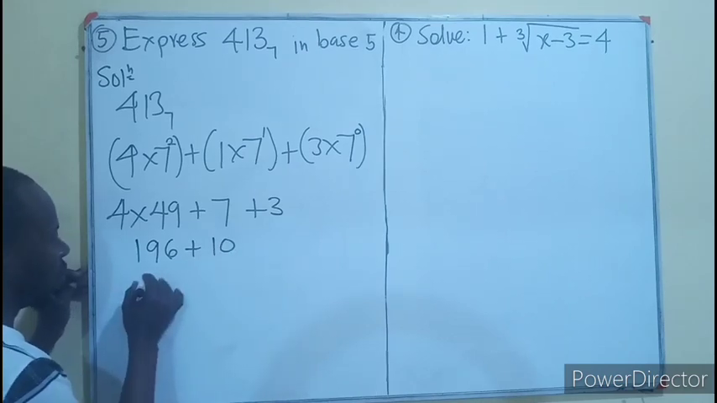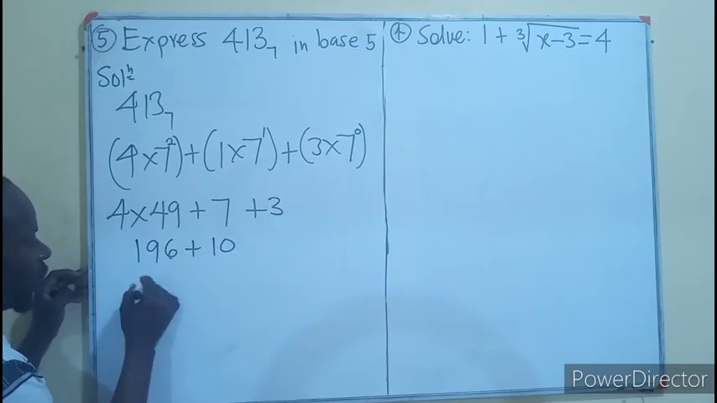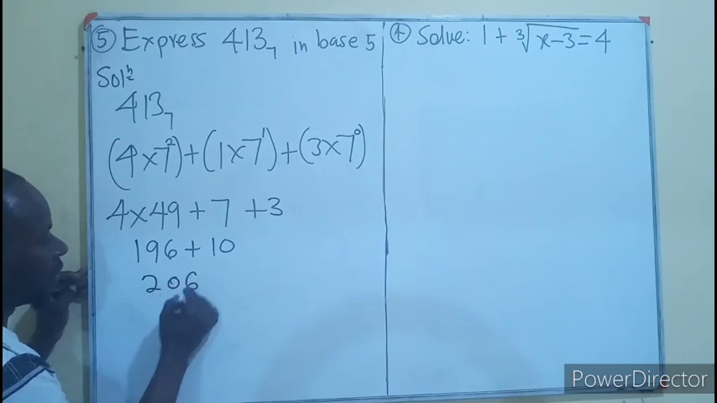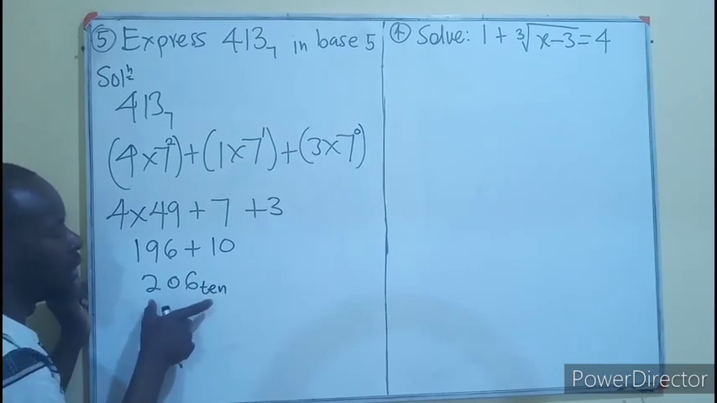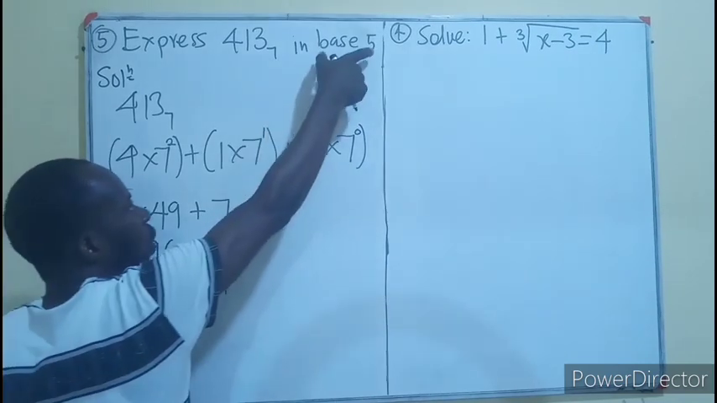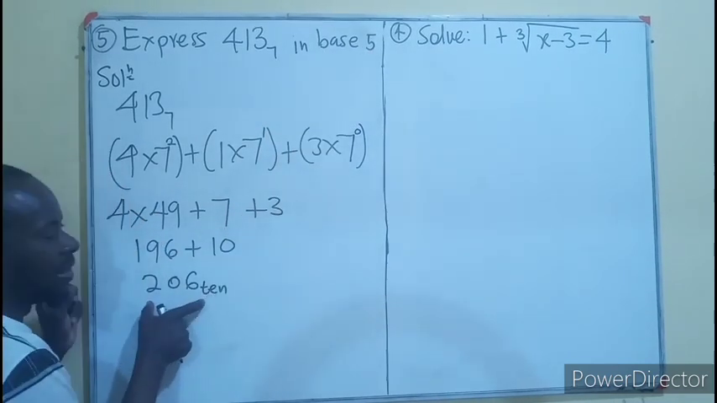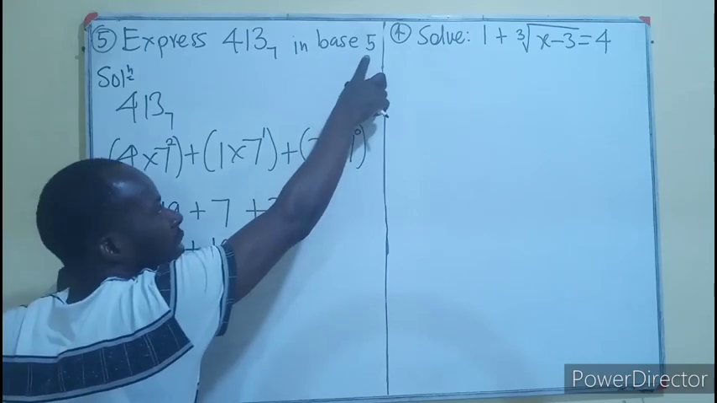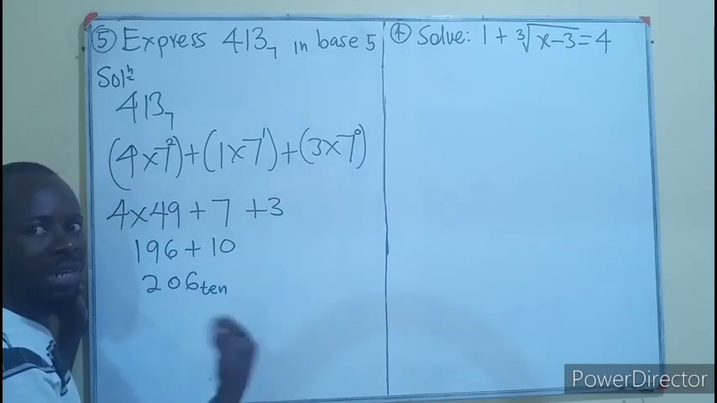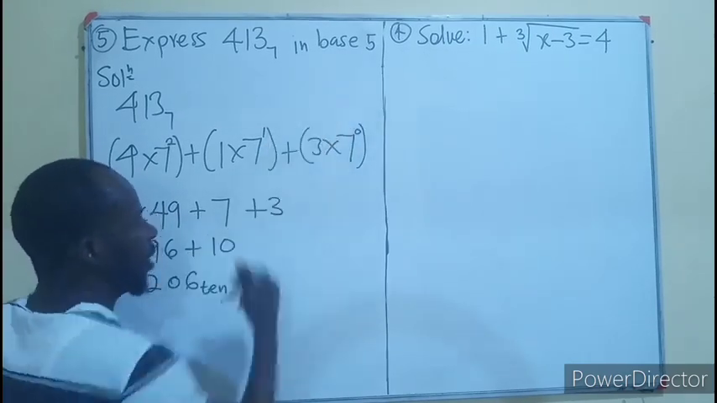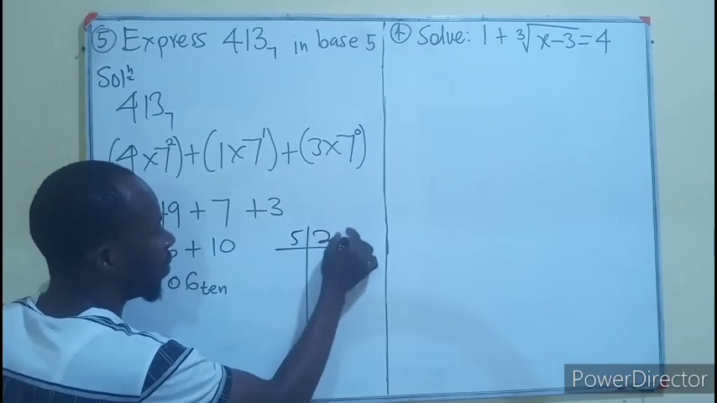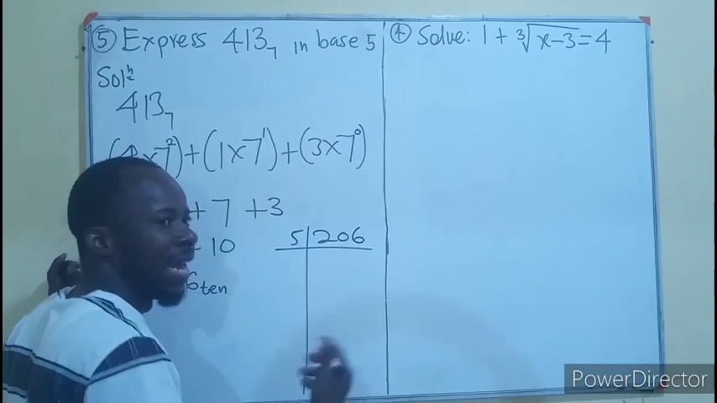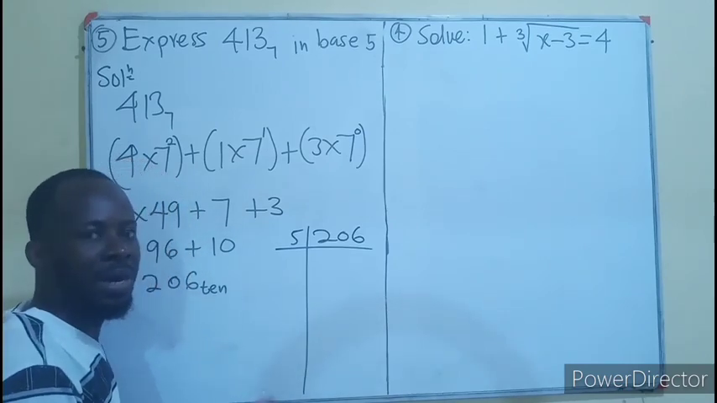And that will give rise to what? Then 10 plus this will be 206 in base 10. So now this is in base 10. We convert the base 10 now to what? Base 5. From base 10 as a bigger base to base 5, we divide to split the digit to the base 5. So I'll be having 5 dividing 206, and I'll be taking account of the remainders.